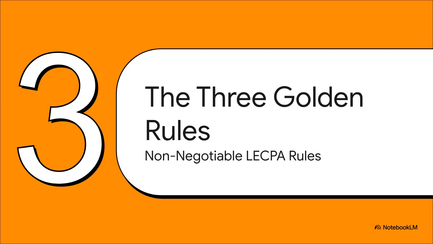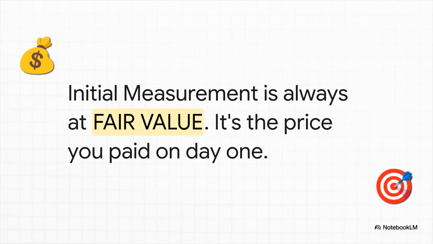Okay, so once you've identified a security as FVTPL, a very specific, very rigid set of rules gets triggered. We're going to call them the 3 golden rules. You need to know these cold. Golden rule number 1. It's nice and simple. The moment a company buys a trading security, you put it on the books at its fair value. You know, basically what they paid for it.